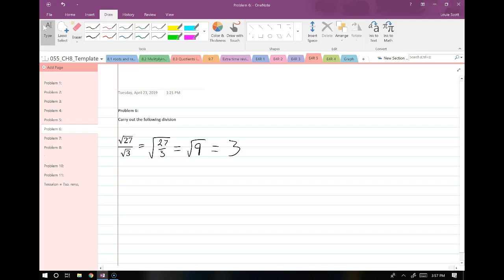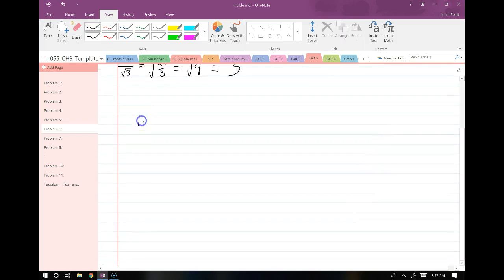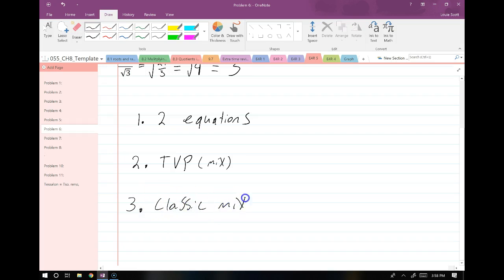There are three types of problems that we really deal with in these dual equation problems. One is like two equations, usually stuff like complementary angles in a triangle. Say two angles add to 90 degrees, and one is 40 degrees more than the other. The second type would be a total value problem, which is kind of like a mix, like the basketball points. It's not quite mixture, but you have a total value of points or something like that. And then the third is the classic mixture.